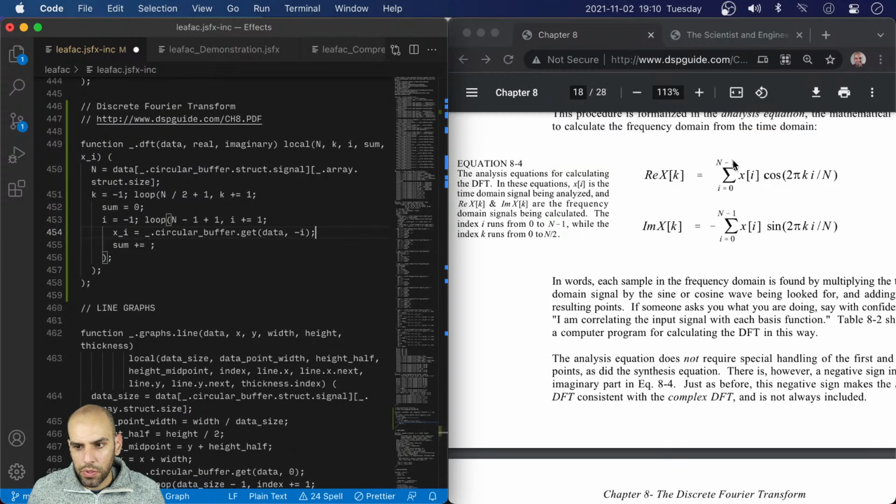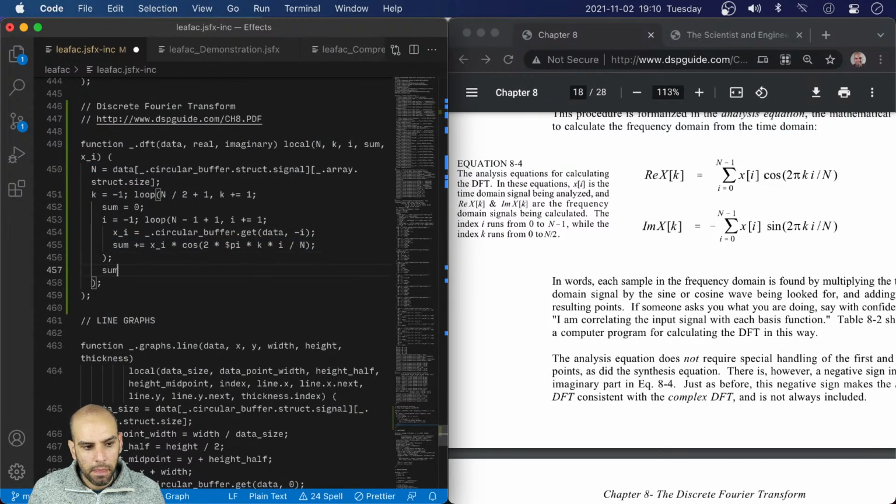And then I need to compute this cosine. But I think I have everything I need in there. Right, so let's just write this. Xi times the cosine of 2 times pi times k times I divided by n. Right, k is coming from here, I is coming from here, n is coming from there. So I did all the summation. At the end of this loop, my sum needs to be assigned somewhere. It needs to be assigned to the real part.